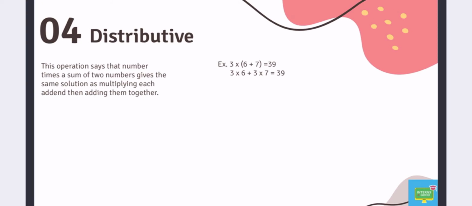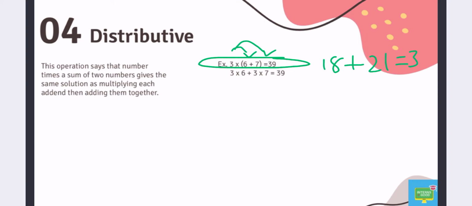So let's look at this one first here. It says 3 times 6 plus 7. So as normal, you would just distribute, right? Just like that. And then you would get 3 times 6 first, and you get 18, plus 3 times 7, 21, and that equals 39.